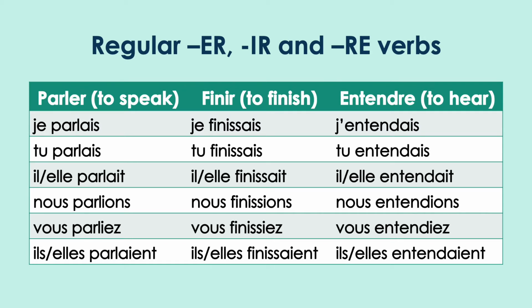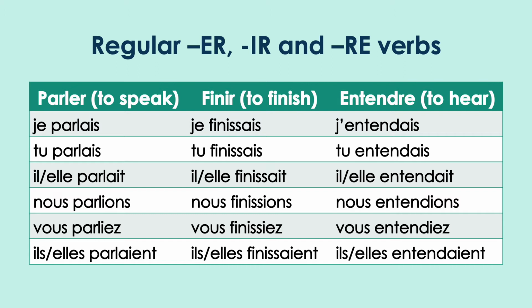I've got three examples for you, an ER verb, an IR verb, and an RE verb. So starting on the left we have parler, in the middle finir, and on the right entendre. So listen to how I pronounce the first one, parler. Je parlais, tu parlais, il parlait, elle parlait, nous parlions, vous parliez, ils parlaient, elles parlaient.